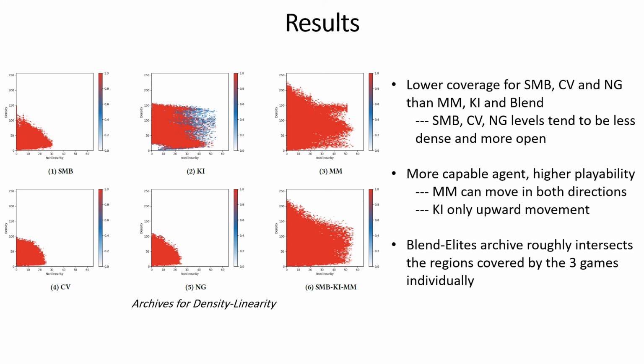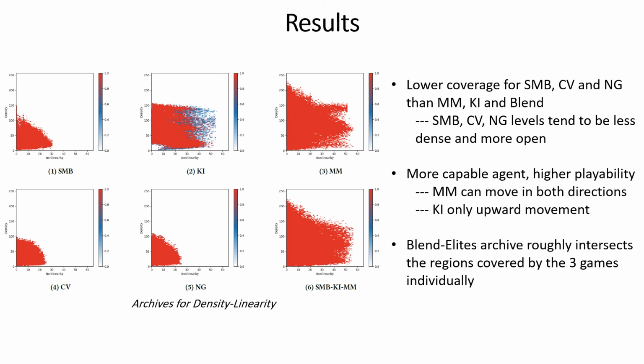And this can be explained by the fact that levels in Mario, Castlevania, and Ninja Gaiden tend to be less dense and more open than those in Mega Man and Kid Icarus, and this bears out in these results. Also worth noting is that the highest percentage of playable levels was found for Mega Man, and this can be explained by the fact that Mega Man has the most capable agent in terms of being able to move horizontally as well as in both directions vertically, thus enabling it to play through generated levels of more varied topologies.